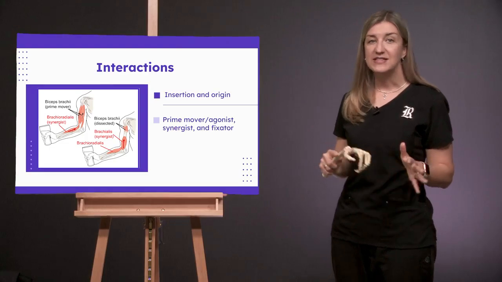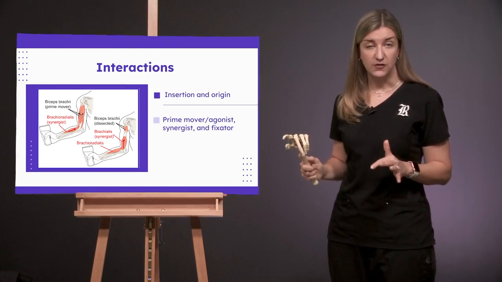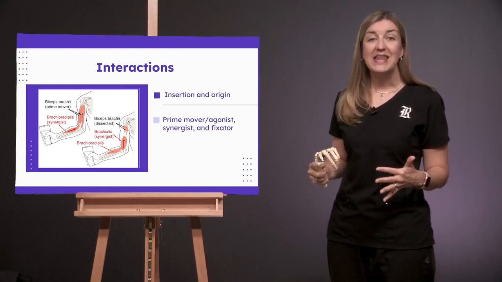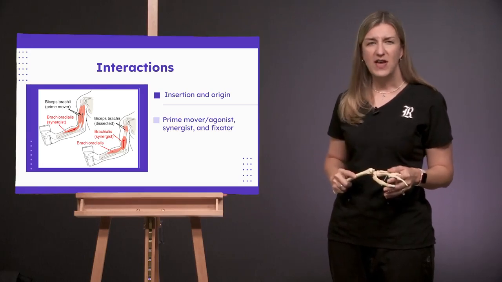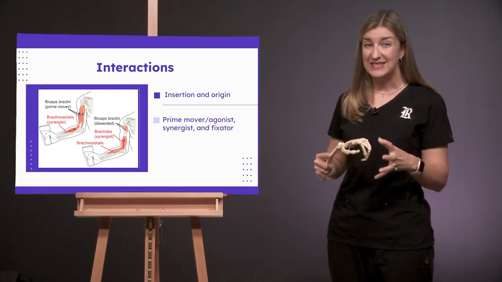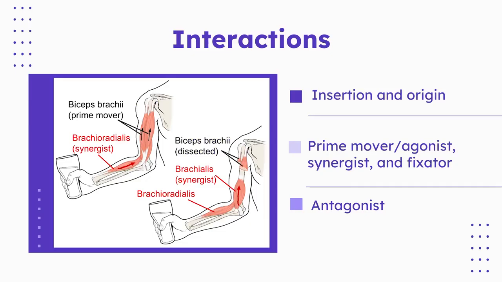A fixator is a special kind of synergist that also helps, but rather than adding extra force in the same direction, it limits undesirable or unnecessary movements in other areas. Fixators usually accomplish this by stabilizing the bone where the prime mover attaches. Finally, the muscle that produces the opposite movement of the agonist or prime mover is called the antagonist. Just like in literature, the antagonist opposes the agonist. Who knew anatomy and literature overlap so much?